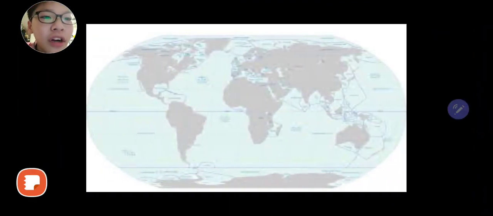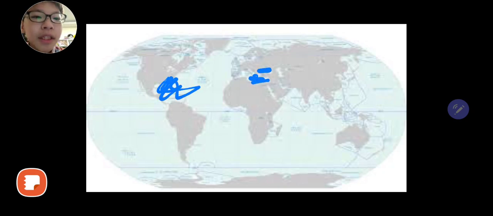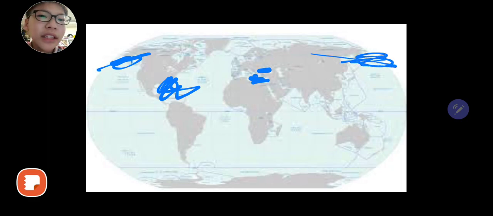And now here is the world map. Now let's look at the seas of the world. Some of the most common of them are the Mediterranean, the Black Sea, the Caribbean Sea, and that's pretty much the common ones. And then here's another sea right here. It starts with a B. I don't really remember what it's called, but yeah, let's just go onto the oceans.